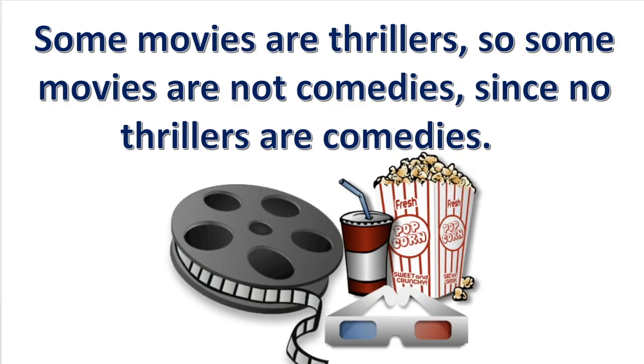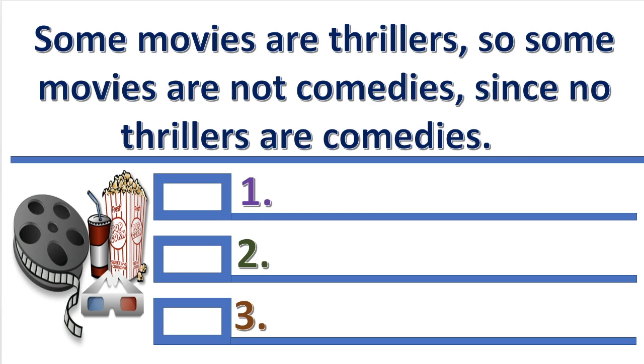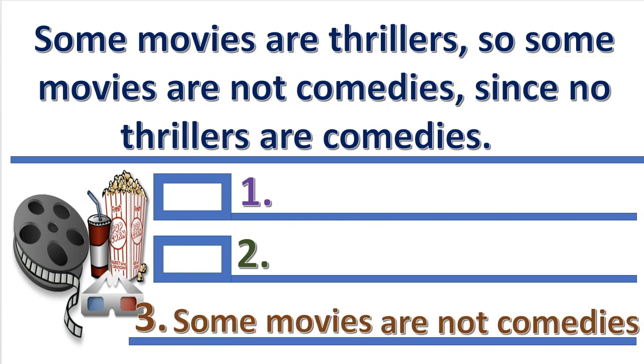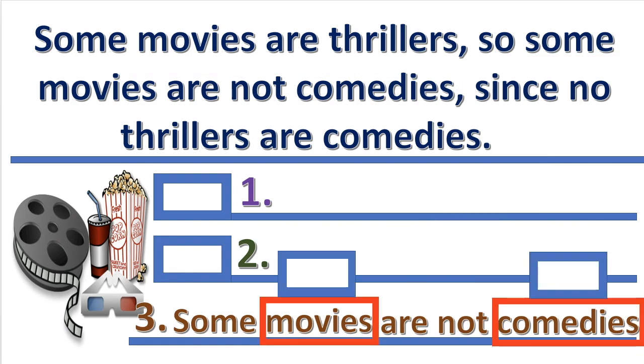Next, what line do you write the conclusion on? Press pause if you need to. The answer will appear in 3, 2, 1. Ding! The conclusion always goes at the bottom. Look at the conclusion. Which term is the major term? The answer will appear in 3, 2, 1. Ding! The major term is always the predicate of the conclusion.